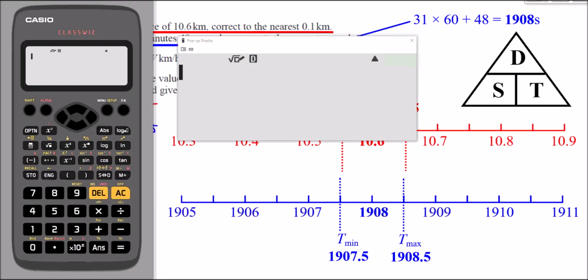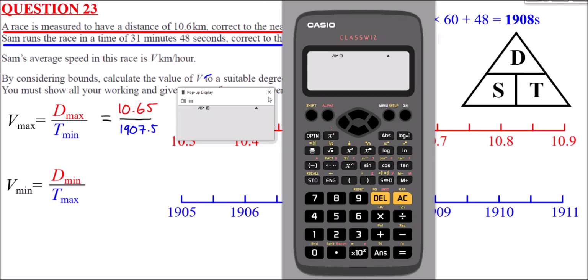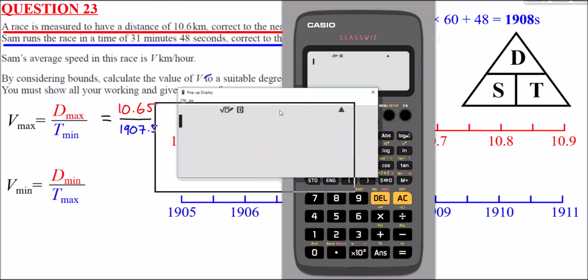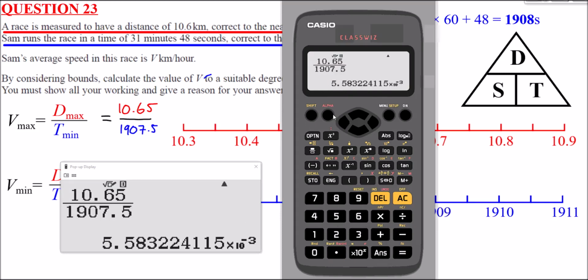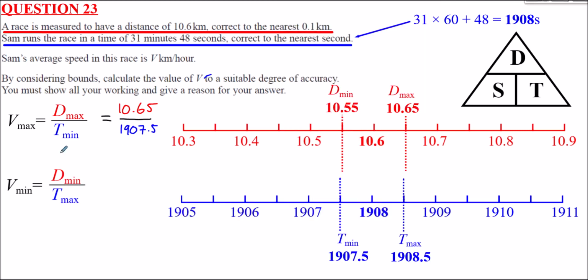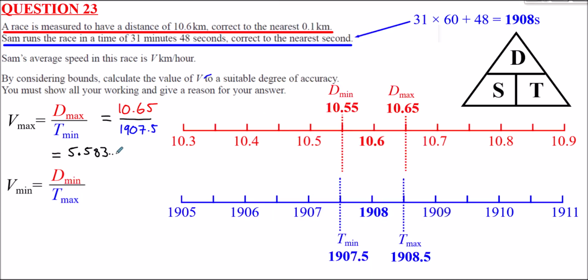Just doing it here on the calculator. Whoops a daisy, got a bit of a slip of a pen there. Never mind. So we've got 10.65 on top, all divided by 1,907.5 on the bottom. You'll get a horrible decimal, that's fine. So that one is going to give us 5.583 and so on and so on. So 5.583 times 10 to the minus 3.